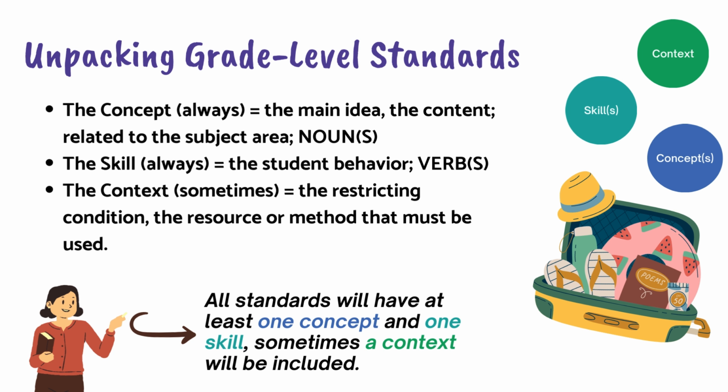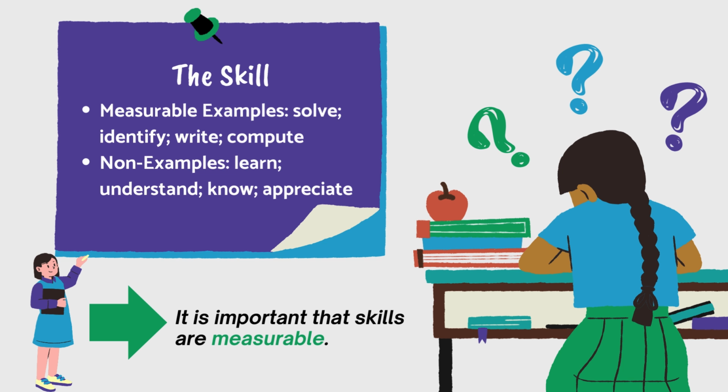The verb indicates the level of thinking students will be challenged to reach. The context is the restricting condition, method, or resource that must be used to accomplish the skill or concept. When unpacking a standard, skills must be measurable. Students must be able to demonstrate what you are expecting, and this can only be done orally or in writing.